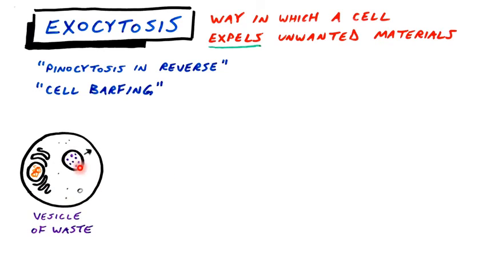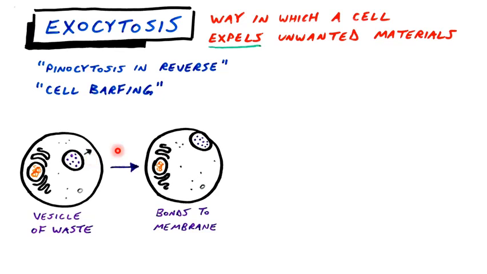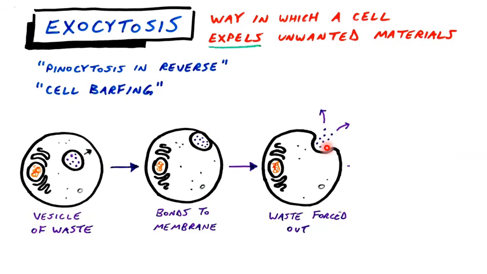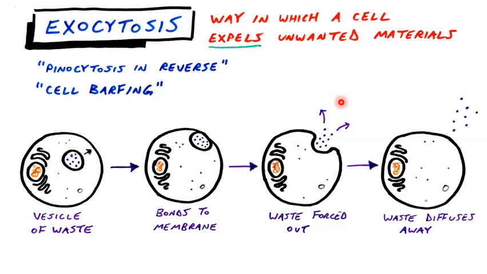So in this cell, we've got a little vesicle. It could be waste materials or something that the cell wants out. So it'll use energy to move that vesicle to the cell membrane. Once it reaches the cell membrane, it will bond to that membrane. The membranes of the vesicle will actually fuse with the membrane, and it'll open up, and the waste will actually be physically forced out into the extracellular fluid around the cell. And finally, that waste can then diffuse away or diffuse into the bloodstream to get rid of it. So there you go, 3 examples of active transport: phagocytosis, pinocytosis, and exocytosis.